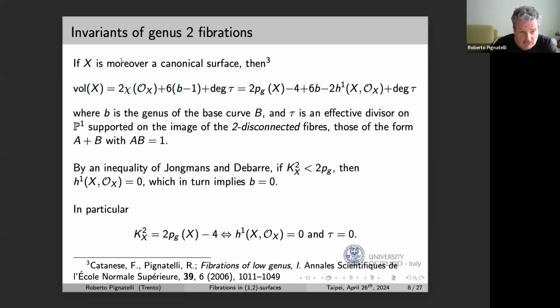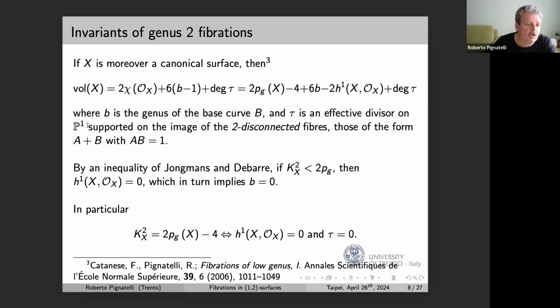So the volume of a surface. Let me assume that the surface is the canonical model, for simplicity, but it's not really necessary. So the volume of the surface equals, let me skip this and go directly to this expression. You see this 2pg minus 4, which you recognize as the value of the minimum according to the Noether inequality. And what you get? Plus 6b. This b is non-negative because it's the genus of the base curve. I never assumed the base is P1, if you want, but I will, as you will see now, I will need it.